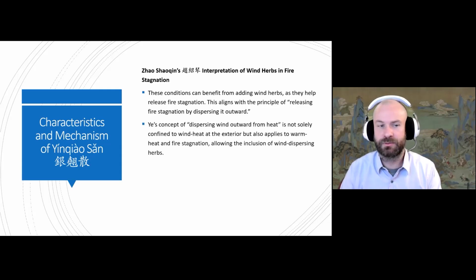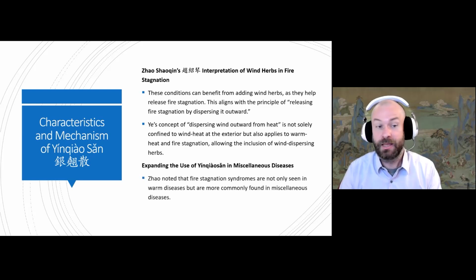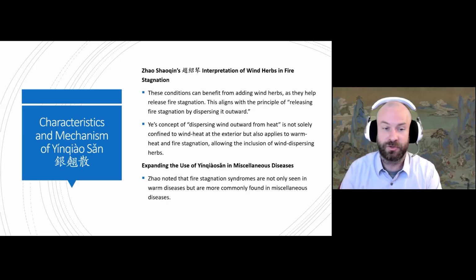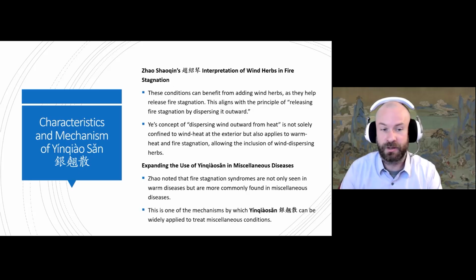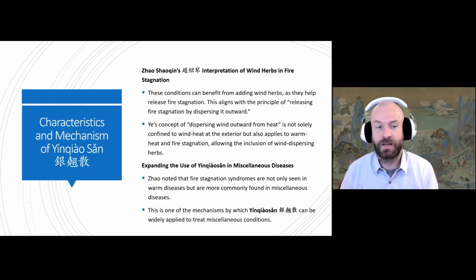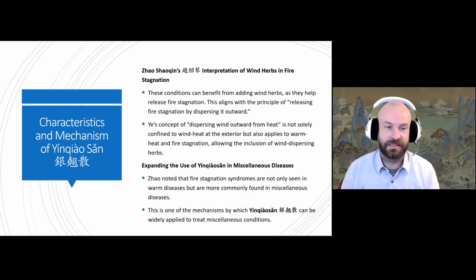Ye's concept of dispersing wind outward from heat is not solely confined to wind heat at the exterior, but also applies to warm heat and fire stagnation, allowing the inclusion of wind dispersing herbs. So, for example, in expanding his use of Yinqiao Sǎn for miscellaneous diseases, he says that Zhao noted that fire stagnation syndromes are not only seen in warm diseases, but also commonly in miscellaneous diseases. This is one of the mechanisms by which Yinqiao Sǎn can be widely applied to treat miscellaneous conditions.